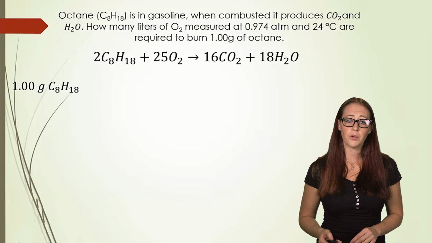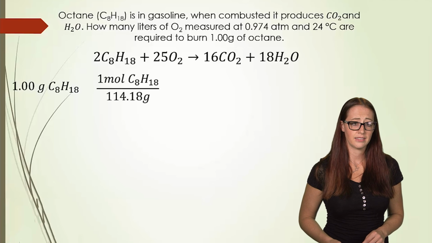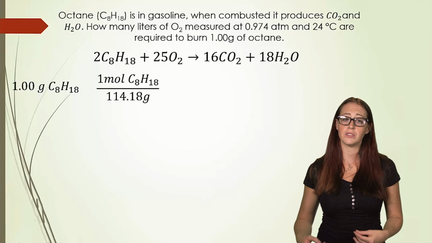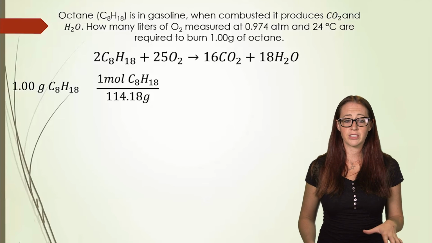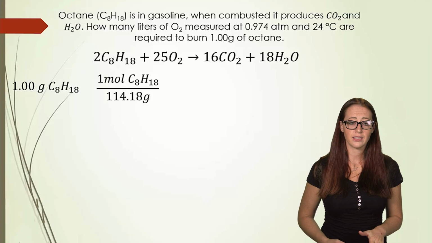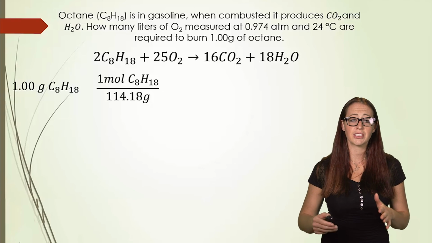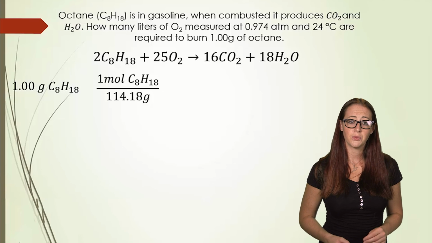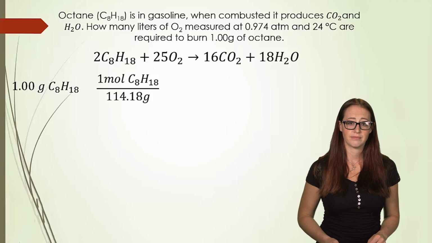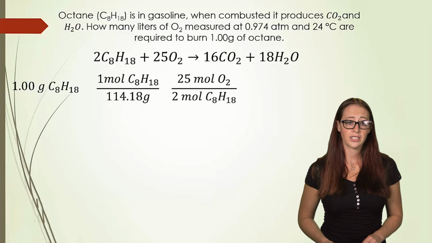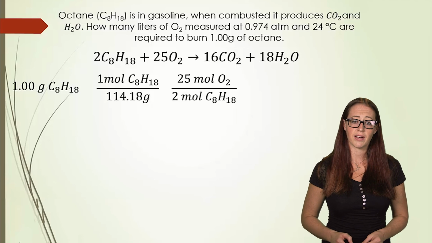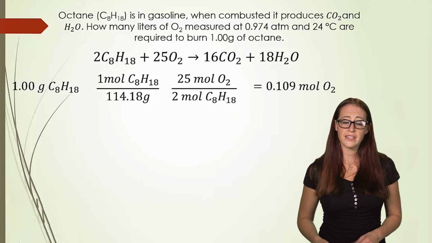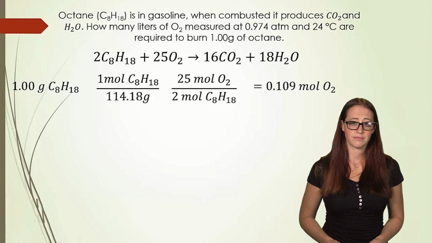Using this, we can take the 1 gram of octane and we can convert it into moles of oxygen and then use the ideal gas law. We know that we can't convert directly between grams of one thing and moles of another, and so we must first convert to moles of octane. We do this using the molecular mass of octane. From here, we use the mole ratio to convert between the moles of octane and the moles of oxygen. This gives us our final moles of oxygen.